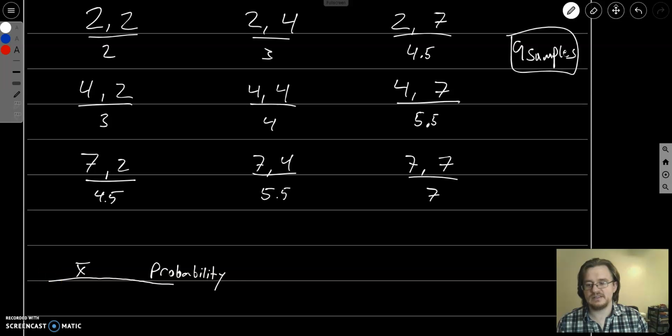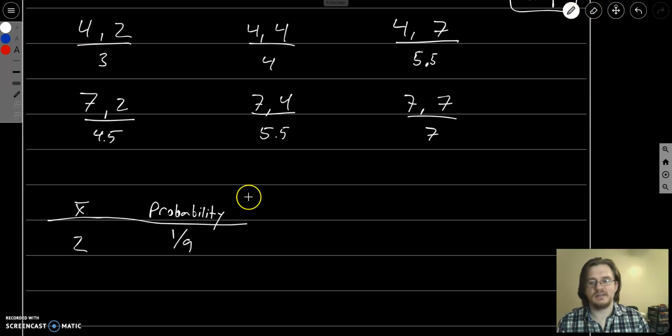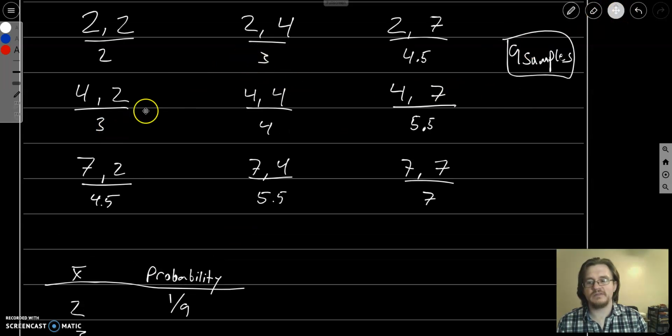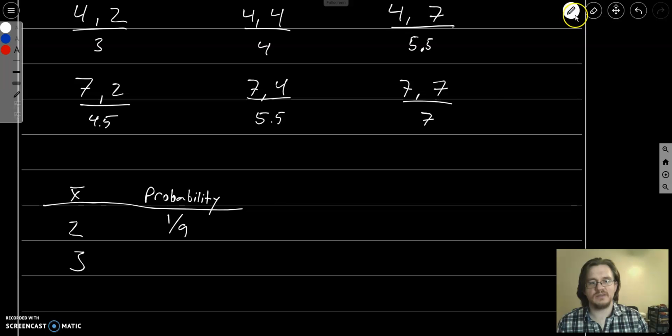So for instance, 2 is a sample mean, and 2 occurs 1 time out of all 9. So the probability that we would get a sample mean of 2 is 1 in 9. Likewise, 3 happened twice. So 2 out of the 9 times, we could see a 3. 4 happened once, so 1 out of the 9 times.